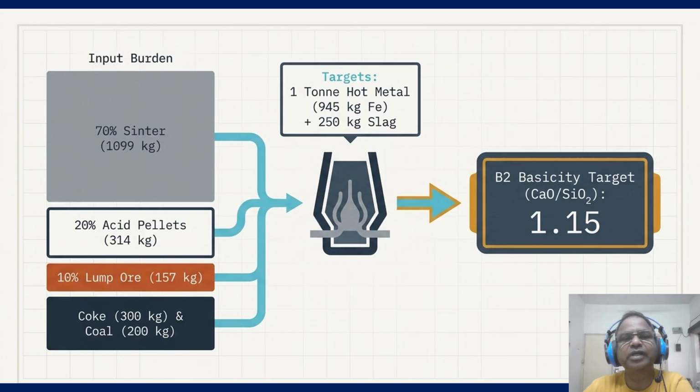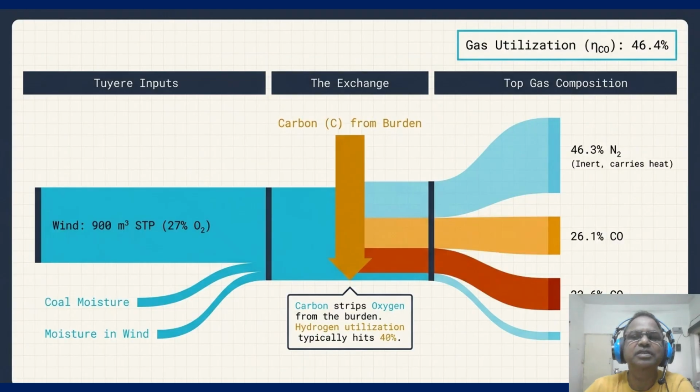However, the chemical input tells half the story. The rising gas does the actual heavy lifting. Those solid inputs must interact with the lungs of the furnace, which are measured through the gas utilization. So turn your attention to the gas exchange. As you can see, this Sankey diagram illustrates the lungs of the furnace. On the left, we inject 900 standard cubic meters of blast with 27% oxygen.